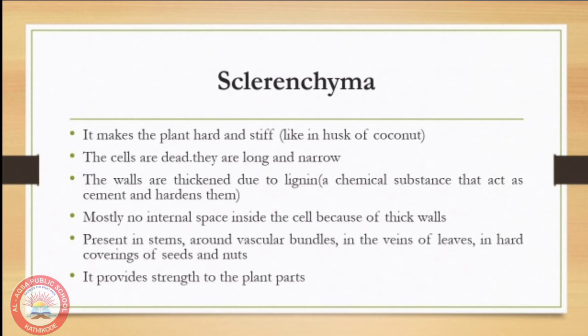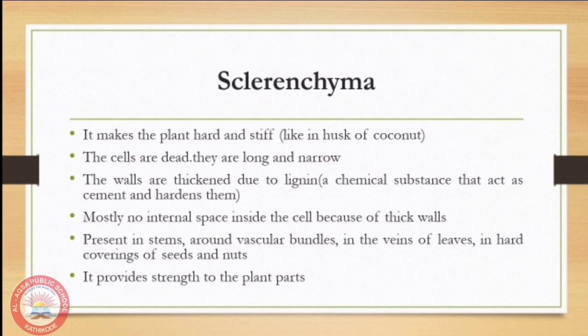The next one is sclerenchyma. It makes the plant hard and stiff like in the husk of coconut. The cells are dead, they are long and narrow. The walls are thickened due to lignin. Lignin is a chemical substance that acts as a cement and hardens them. Mostly no internal space is present inside the cell because of their thick walls.